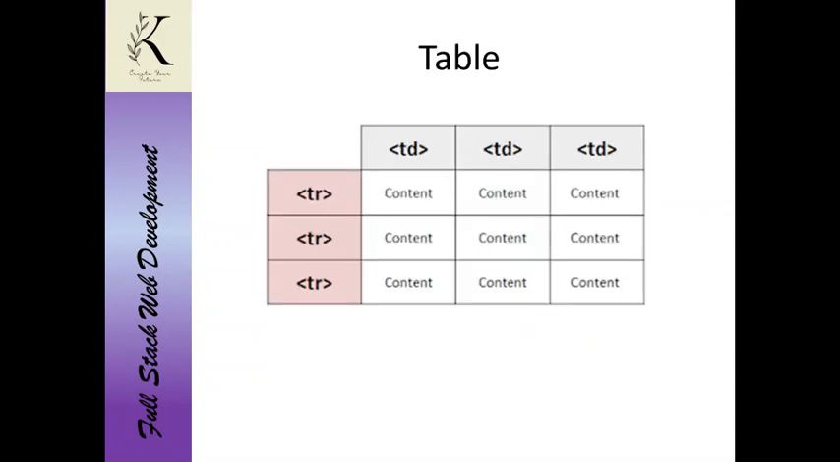Now if I come to table, this is the simple structure of a table. Each row is represented with the help of another tag called tr. tr is a short form of table row. So for each row I have to use tr, and for each column in each row I have to use td. td represents table data. So for each row and each column I have to create all these td. This is the basic structure of any table.